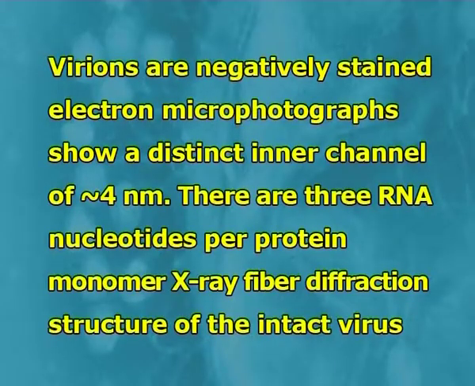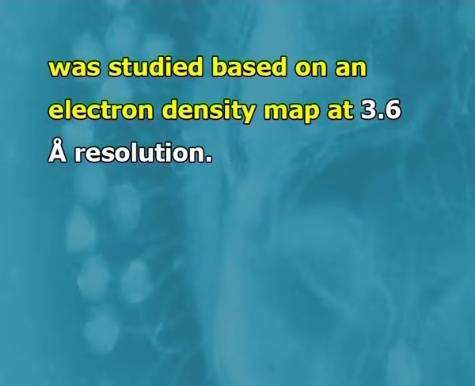The protein monomer consists of 158 amino acids which are assembled into 4 main alpha helices, joined by a prominent loop proximal to the axis of the virion. Negatively stained electron micrographs of virions show an inner central channel of around 4 nanometers. There are 3 RNA nucleotides per protein monomer. The X-ray fiber diffraction structure of the intact virus was studied based on the electron density map at 3.6 Angstrom resolution.